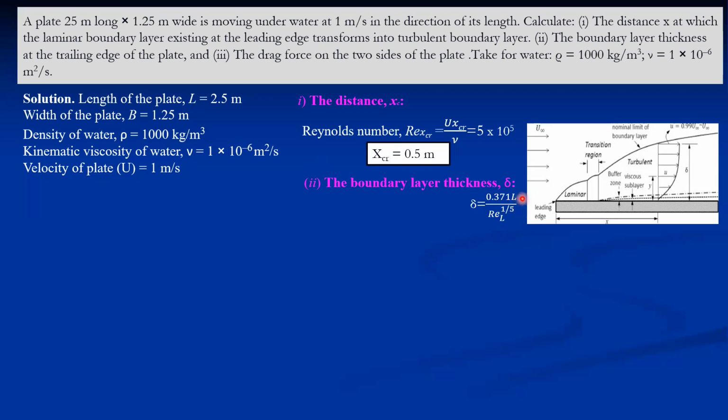Now in this expression, L is the length of the plate and Reynolds number is the corresponding Reynolds number, that is UL by nu. So for this length, that is 2.5 meter, the Reynolds number comes around 2.5 into 10 raised to 6. After putting the values, we get the delta value. This is asked, that is the boundary layer thickness. So the boundary layer thickness at the trailing edge is 0.048 meter.